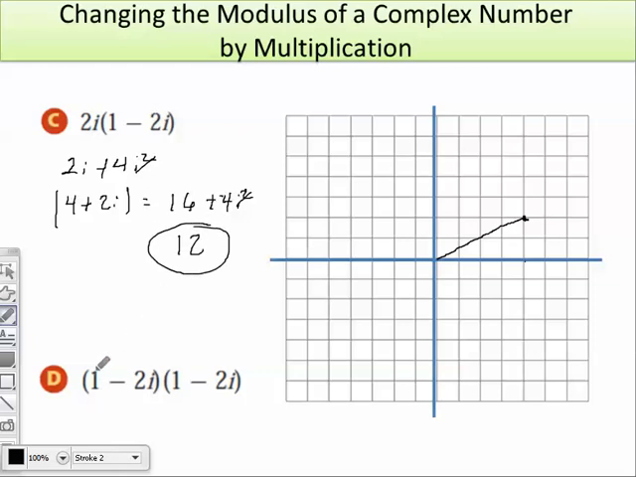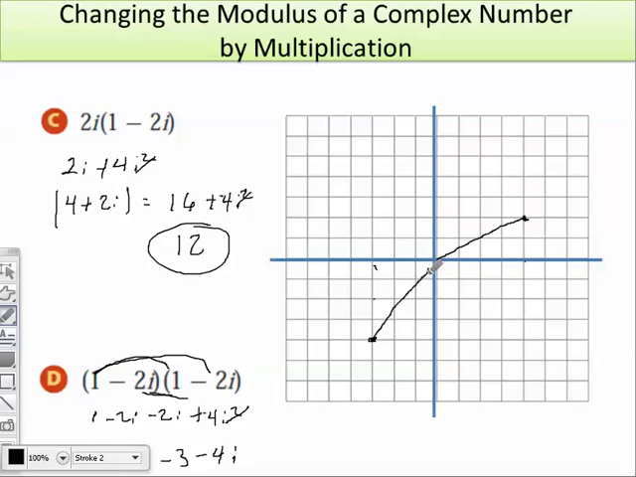Let's look at this one down here. When I multiply these out, 1 times 1 is 1. 1 times minus 2i is minus 2i. Okay, minus 2i times 1 is a minus 2i. And minus 2i times minus 2i is a positive 4i squared. Well, that becomes a negative 4. Negative 4 plus 1 gives you a negative 3 minus 4i. 2i plus 2i is negative 4i. So we're looking at negative 3, and negative 4, right here.